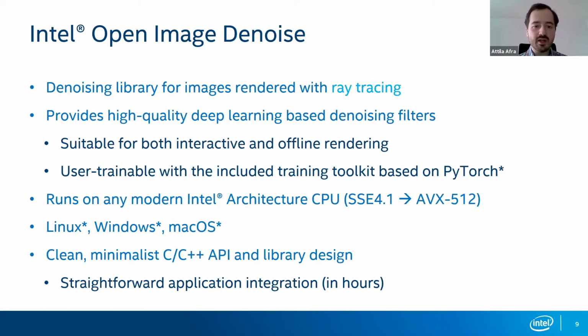The library runs on basically almost any modern CPU. The only requirement is having SSE 4.1, and it of course takes advantage of more advanced instruction sets up to AVX 512 as well. It runs on all three major popular platforms: Linux, Windows, and macOS. And the API was designed to be clean and minimal, so it can be integrated very easily into existing rendering solutions. In many cases, the integration could be completed in just a few hours.